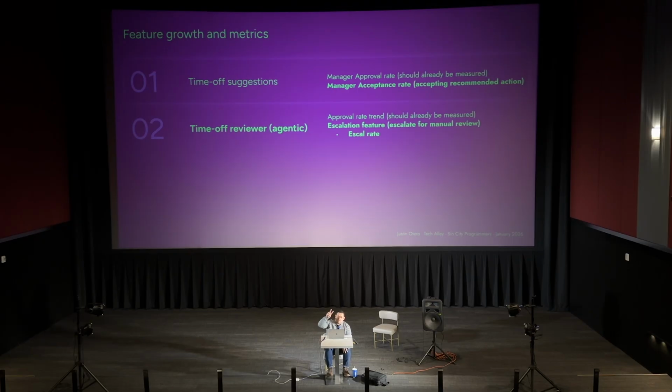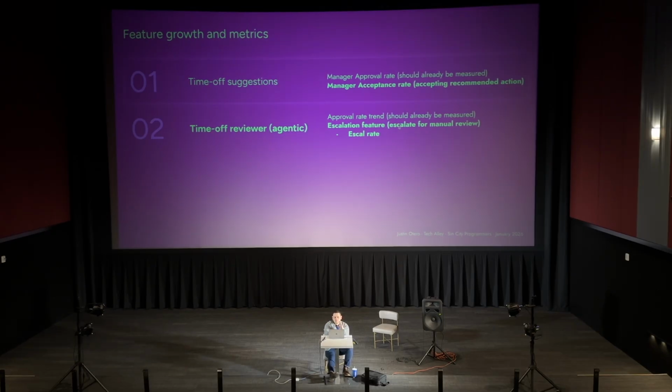So now, in step 2 of this feature, we are going to build a time off reviewer, but an agentic version. So we're already going to be tracking the approval rate trend over time. But now we're actually going to take the action, right? So instead of the manager having to review it and approve it, they're just going to say, you know what, Justin wants this time off. Yes, let's do that.